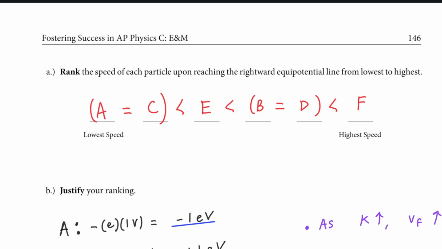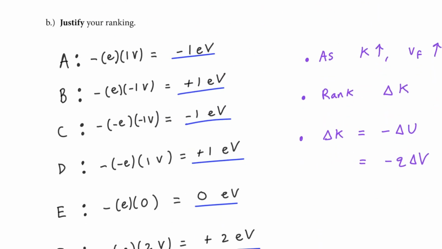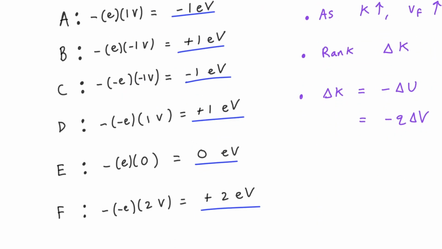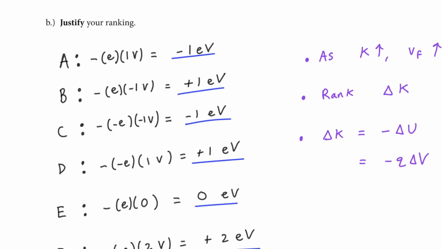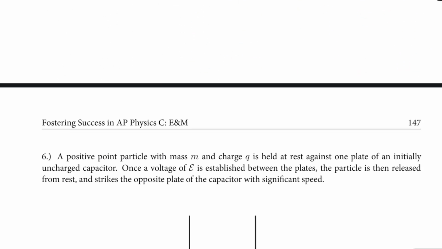So again, if we just look at our energies, we can justify this by saying you lost an eV of kinetic, you didn't change your kinetic, you gained an eV of kinetic, and you gained 2 eV of kinetic. And here's just the work, summarized nice and cleanly. So since kinetic energy causes an increase in speed, we're just ranking the change in kinetic, which you can find by finding the change in potential and taking the opposite of that, because if U goes up, K goes down, and vice versa.